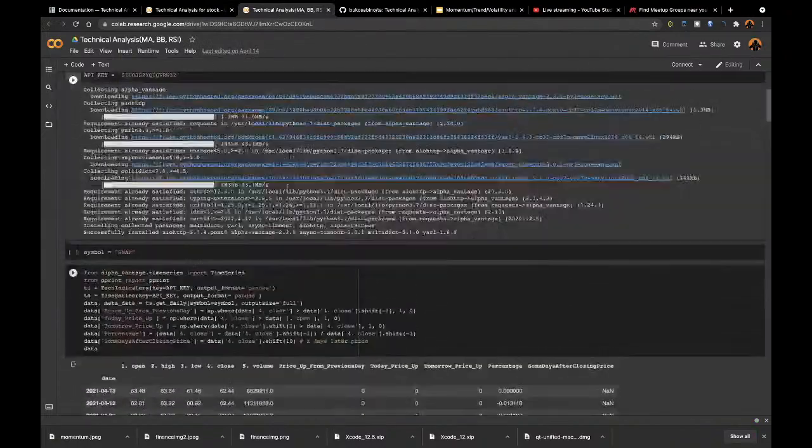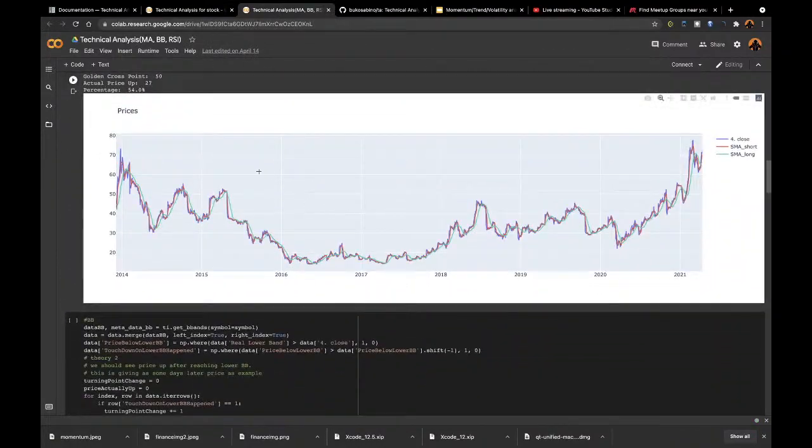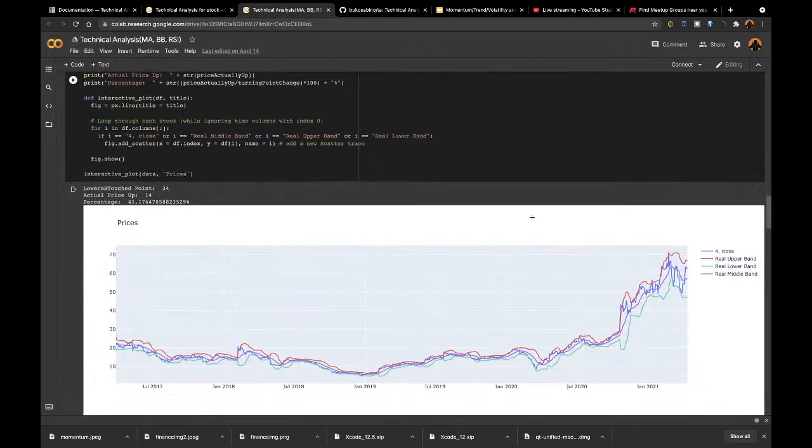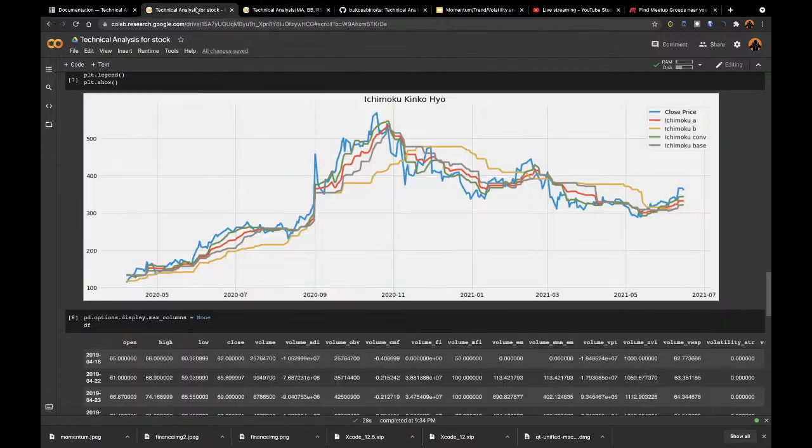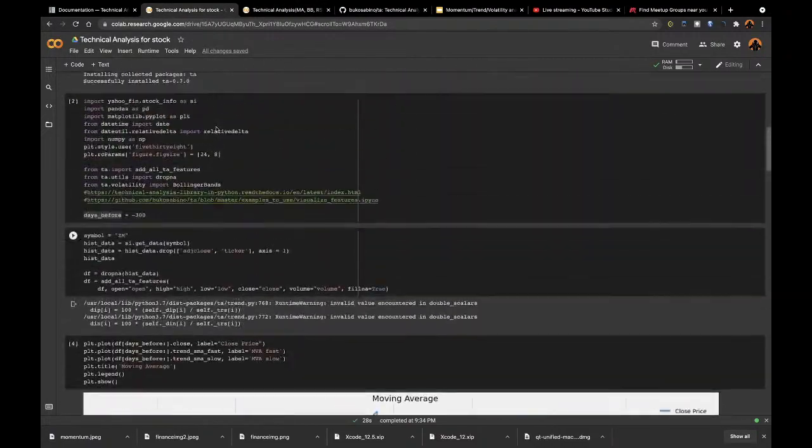Previously, what I did is here. This is how I drew the moving averages, short and long, and this is the price, right? Another thing I did is this Bollinger Band: the blue line, then this green one is the bottom, and the red one is the upper. All of this data was coming from Alpha Vantage, but this time I introduced this one. I feel it's much simpler.